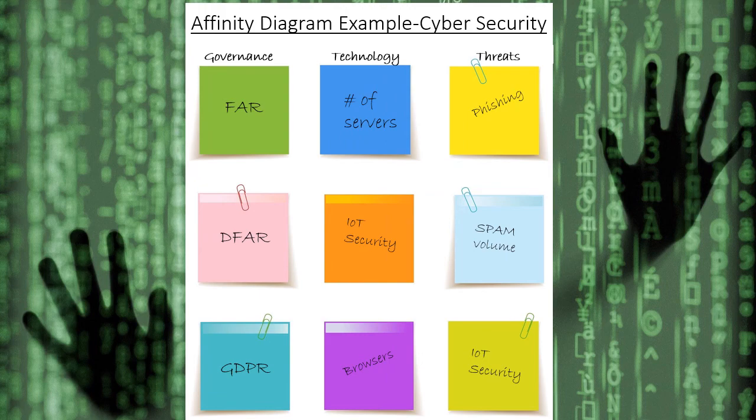Now remember all of the Post-it notes that we had a few slides back on cybersecurity? Well, I organized them and I labeled them, and I came up with essentially 3 topics: governance, technology, and threats. Under governance, you would have things like the FAR Act, or DFAR, which is for defense, or the Global Data Privacy Regulation. Under technology, we're talking about the number of servers or the Internet of Things security, or what type of browsers that your users use.